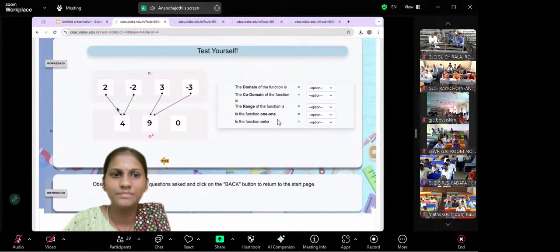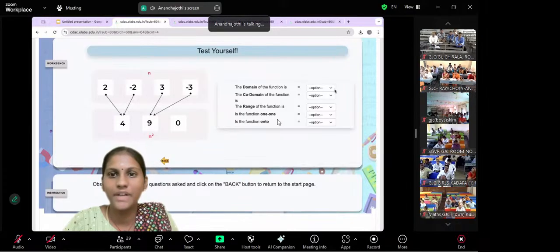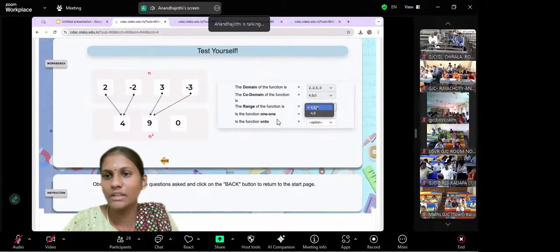See here, the function is n squared, right? So we are provided with some questions. What is the domain of the function? Minus 2, 2, minus 3, 3. What are the codomain elements? 4, 9 and 0. If you give a correct answer here, it will be shown as green. So what is the range? 4 and 9. See, I know the answer is 4 and 9.